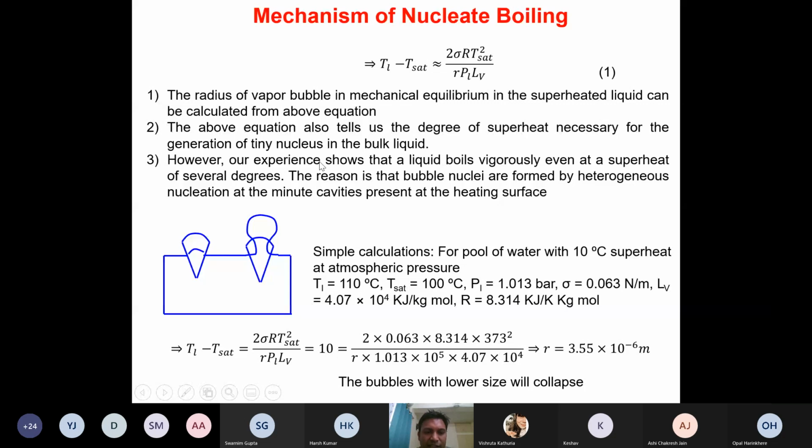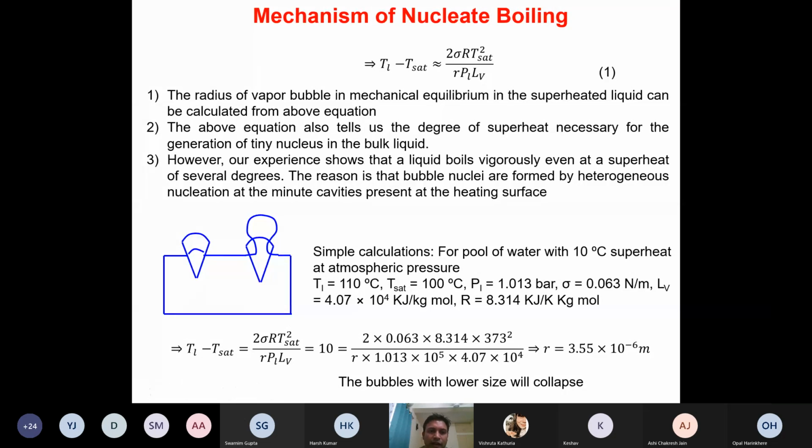When there are some cavities present in the surface, these cavities can lead to the formation of the bubble even though the degree of superheat is lower than the required value. Okay, so that is what is written in point number 3.